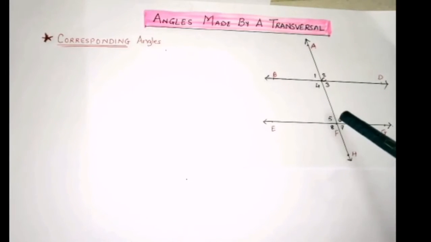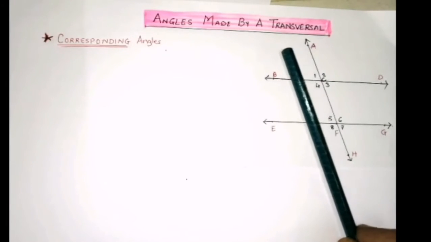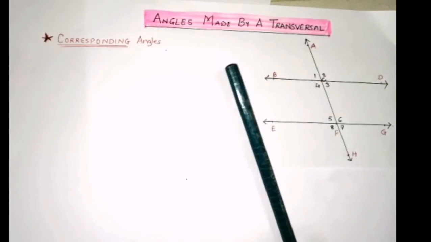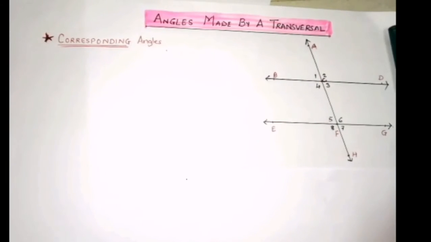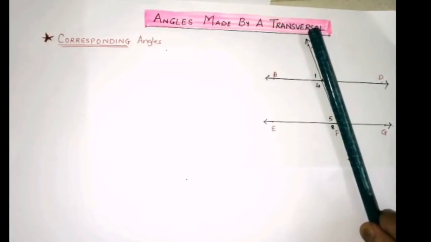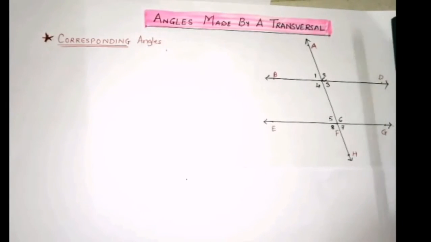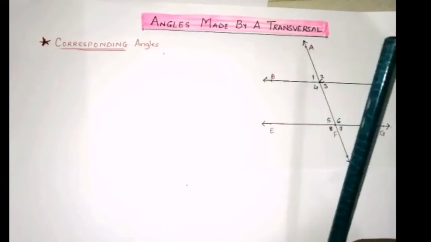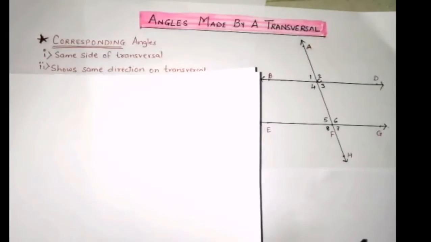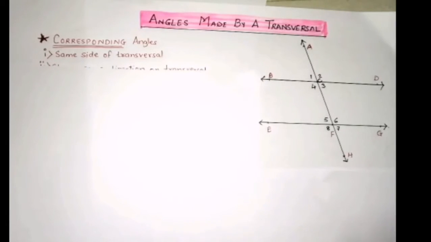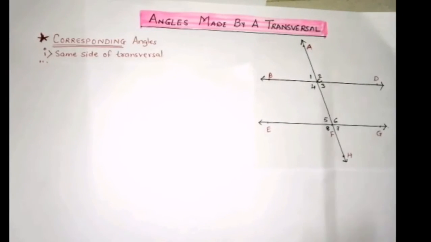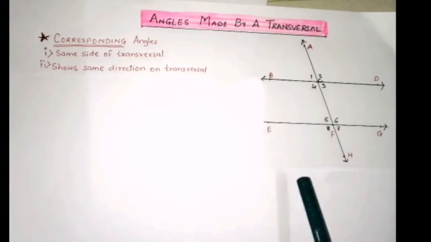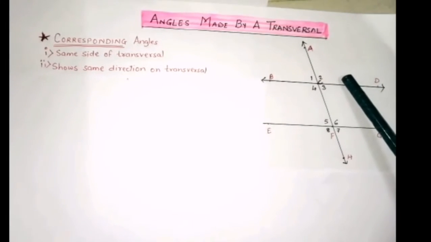Here the transversal AH makes two sides. This is one of the sides, that is the left side, and this is the right side of the transversal. So transversal makes two sides. So corresponding angles are made on the same side of the transversal, either to the left side or to the right side. Then they show the same direction of the transversal.